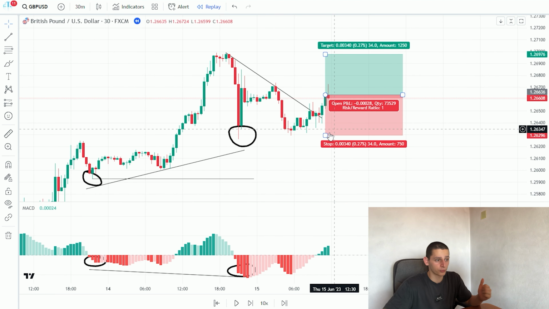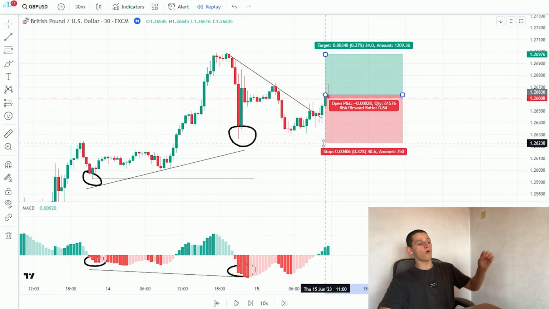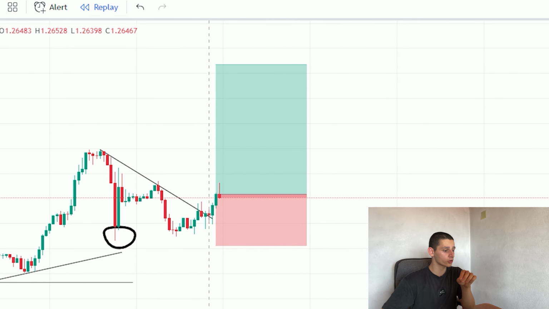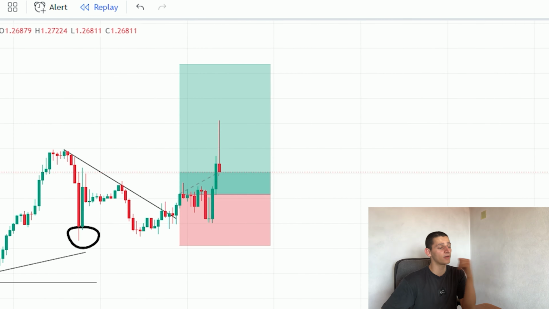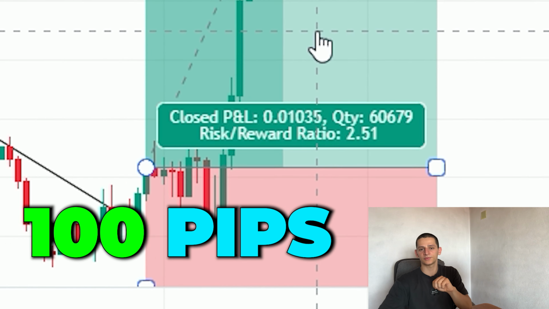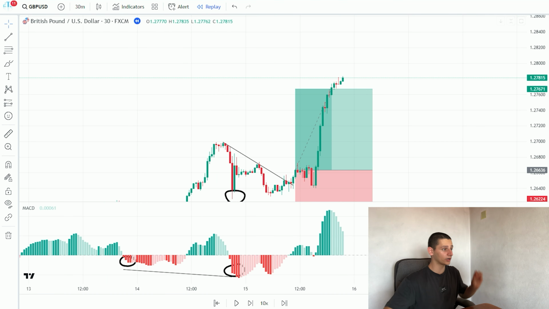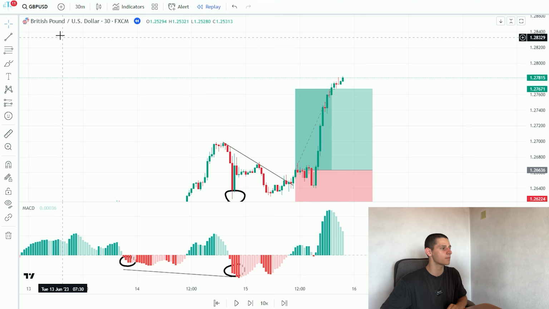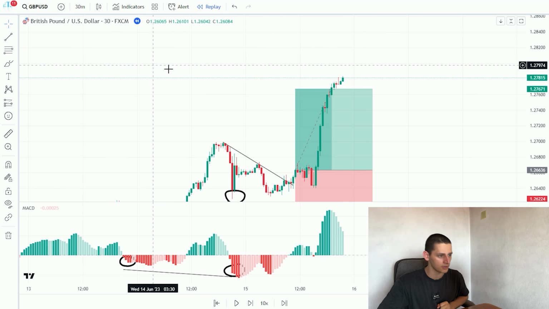Of course, we just put our stop loss below the previous swing wall right here. We are targeting a 2.5 risk to reward ratio, and let's see how the trade plays out. 8 hours, we have over 100 pips. 100 pips profit on a 30-minute time frame. GBP US dollar, British pound to US dollar, 30-minute time frame.